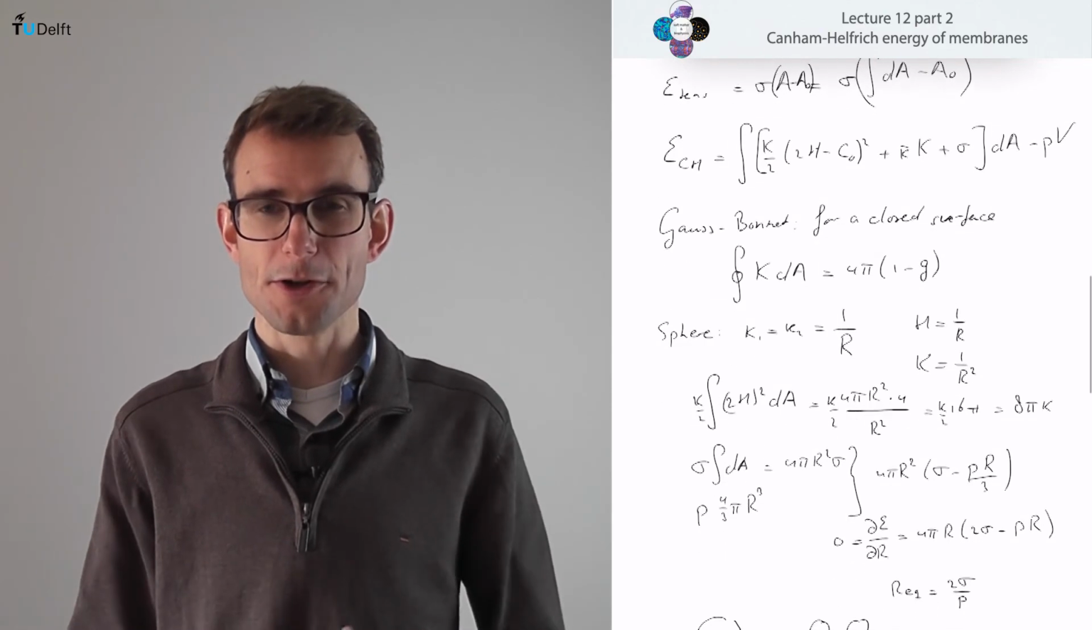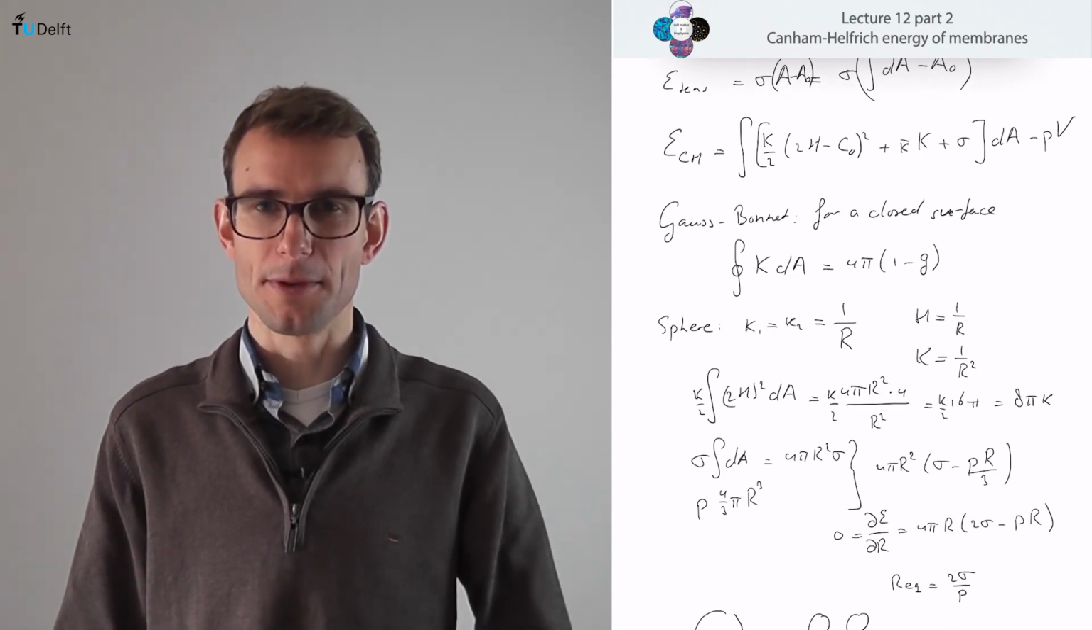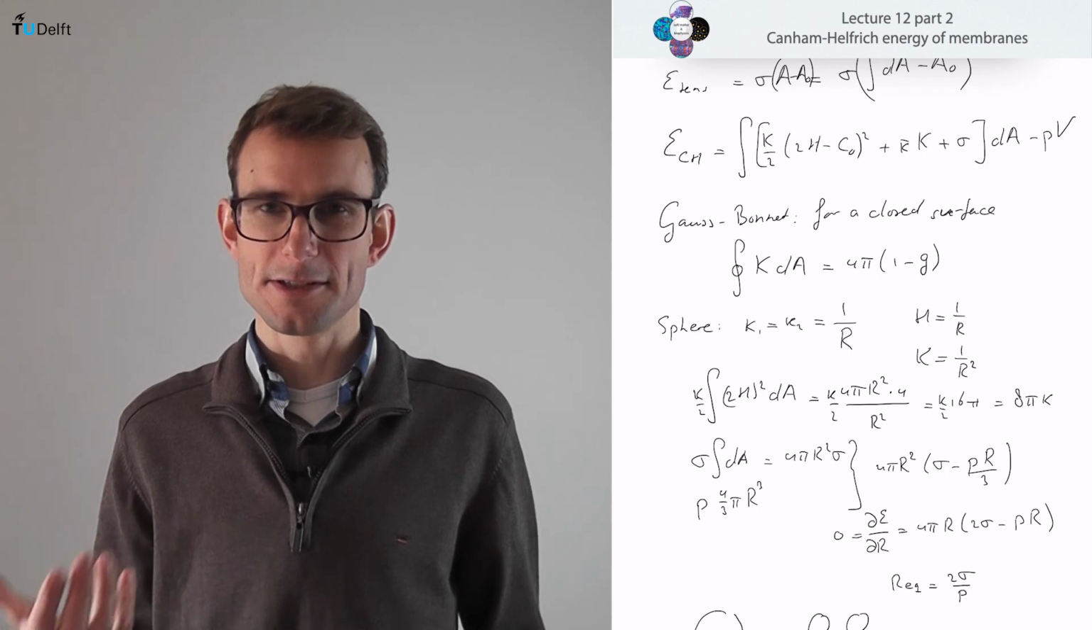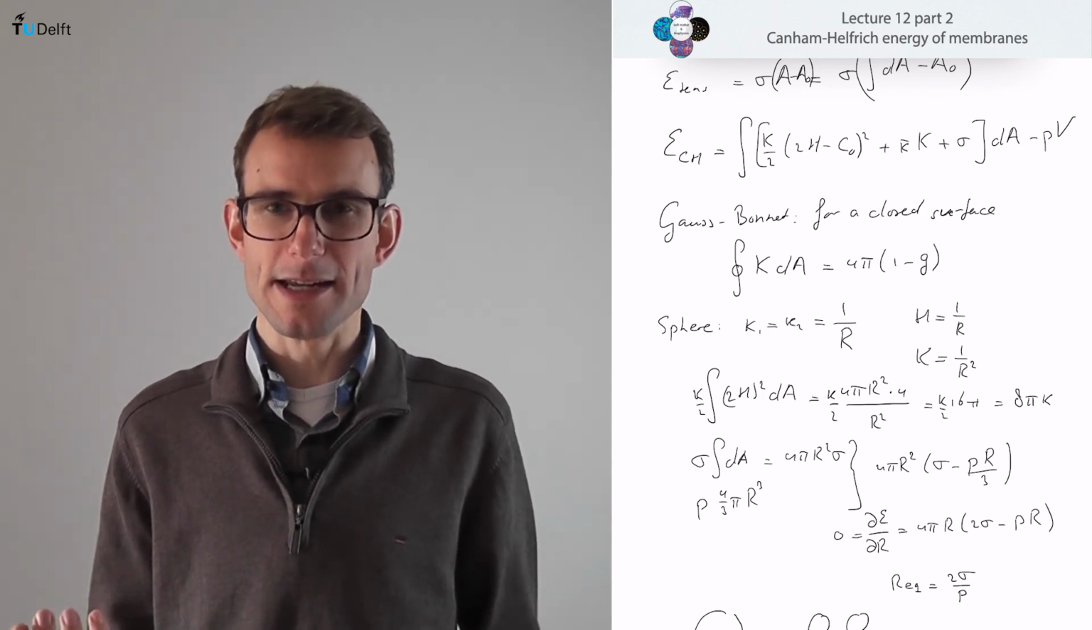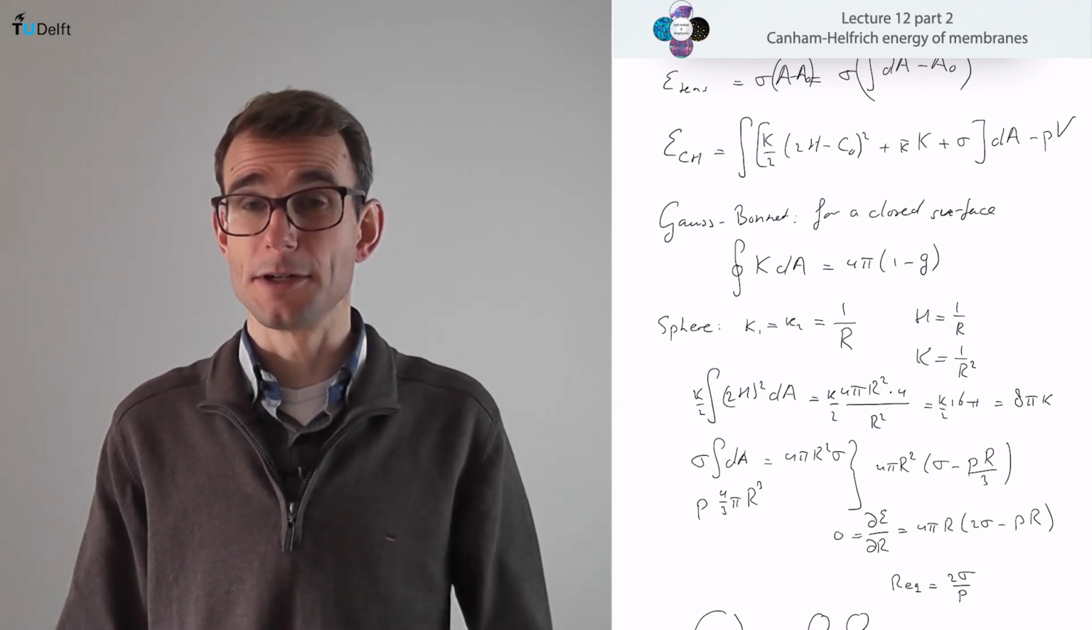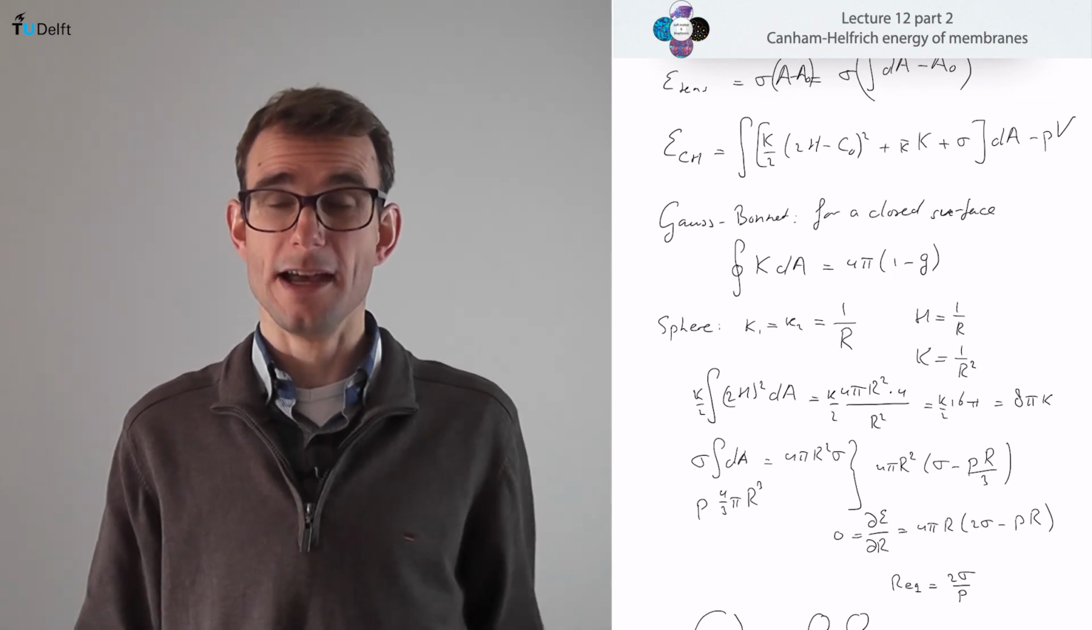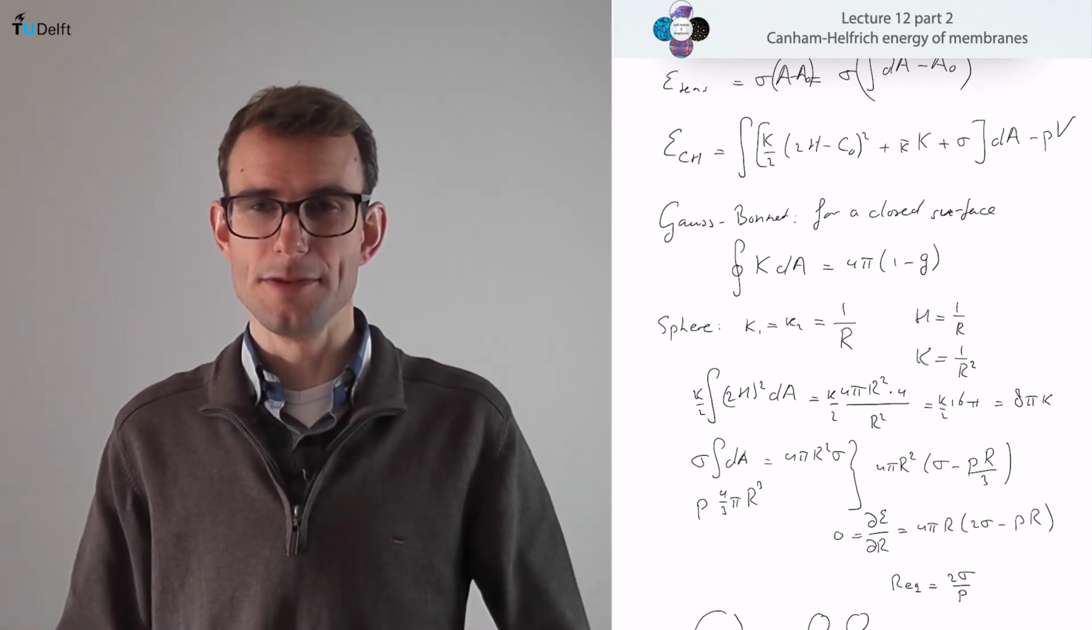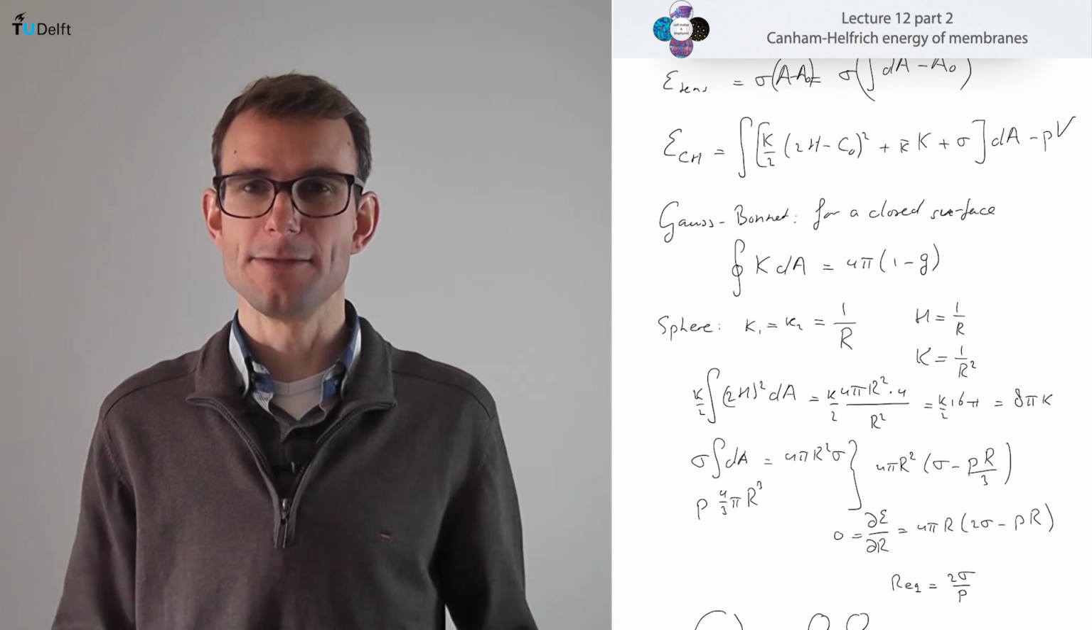And this energy functional then we looked at for two simple examples, the sphere and the cylinder. And in next week, we are going to look in more detail. We are going to look at fluctuations of this thing and also at different shapes of the membrane that we might encounter.